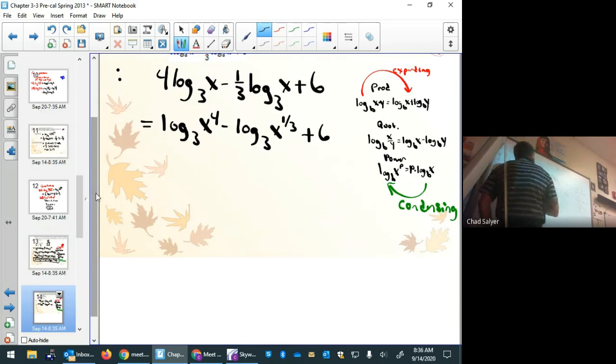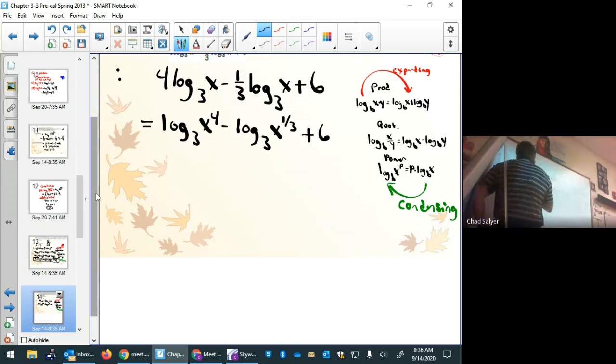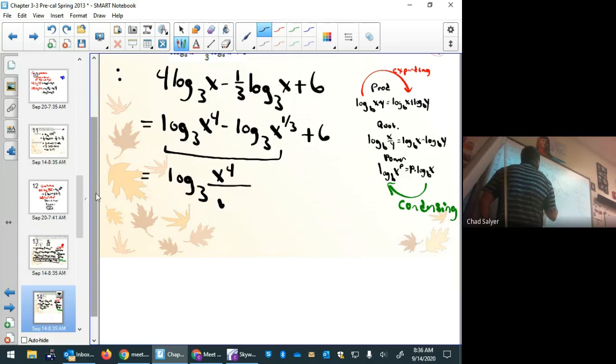Notice this is a difference. So I can use the quotient property from right to left to rewrite these two terms as the log base 3 of x to the 4th over x to the 1/3, which is also the third root of x. Another way to say x to the 1/3 is the third root of x. Those are equivalent statements.